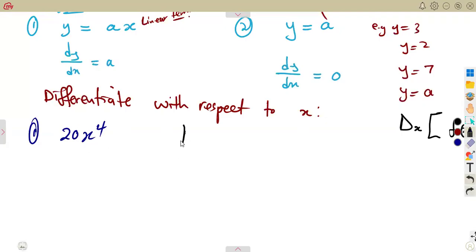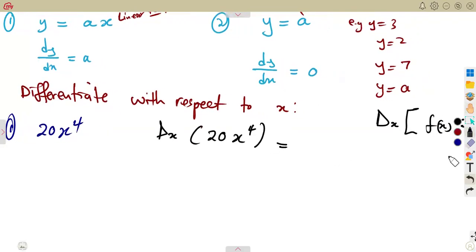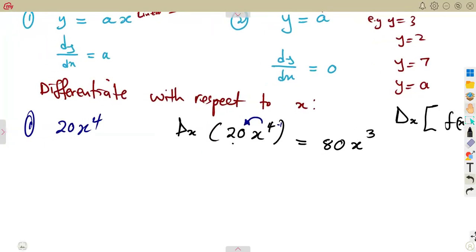So in this case, we are going to have the derivative with respect to x of 20x to the exponent of 4. All right, so let's see what we're going to have. The derivative with respect to x of this, we are going to multiply this, then we subtract 1. So 4 times 20, that is 80. x to the exponent of 4 minus 1, which is a 3. You're done. We could have written this as d dx, the derivative with respect to x of 20x to the exponent of 4, which is still going to be the same thing.